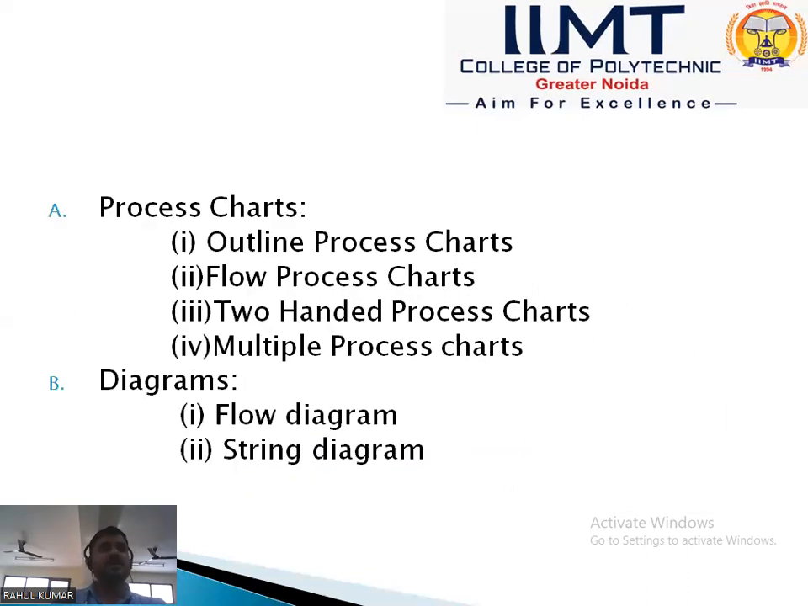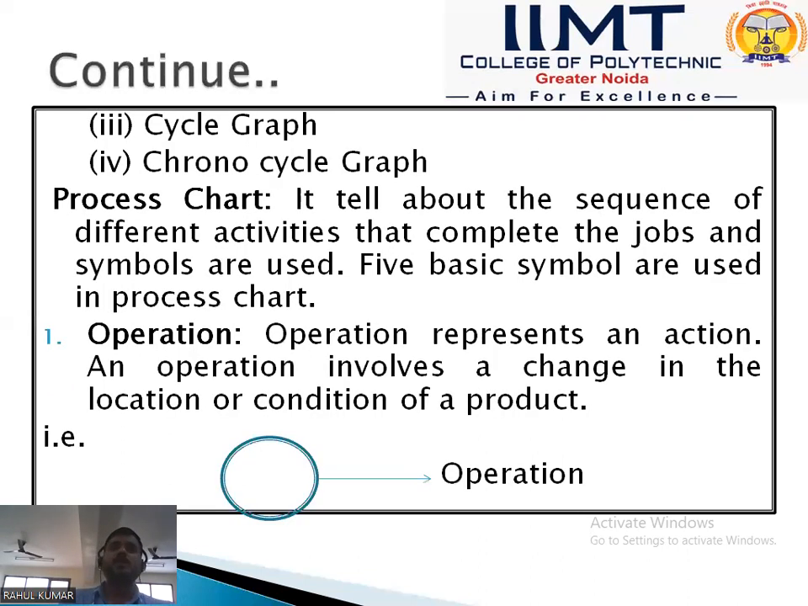Basically, the process charts are divided into four parts: outline process chart, flow process chart, two-handed process chart, and multiple process chart, and then diagrams: flow diagram, string diagram, and cycle graph, chrono cycle graph.